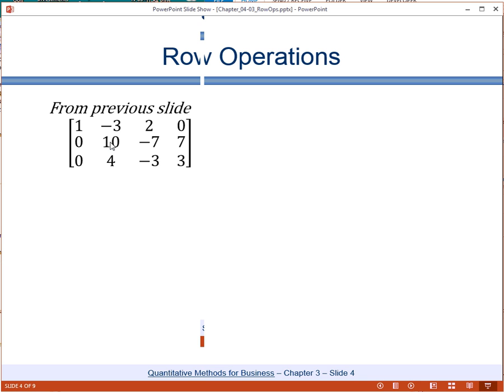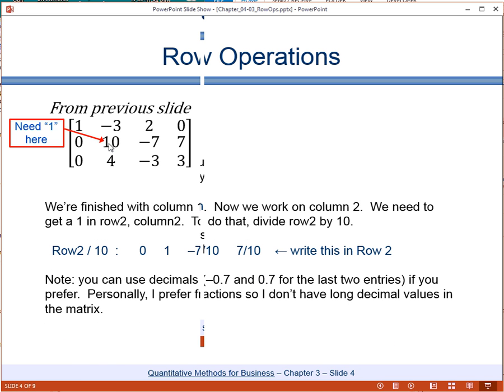I want to get a 1 right here where the 10 is. And so to make that 10 a 1, I just divide row 2 by 10. So row 2 divided by 10, I get 0, 10 over 10 is 1, minus 7 tenths, and 7 tenths. So that's what this is. That's your new row 2.